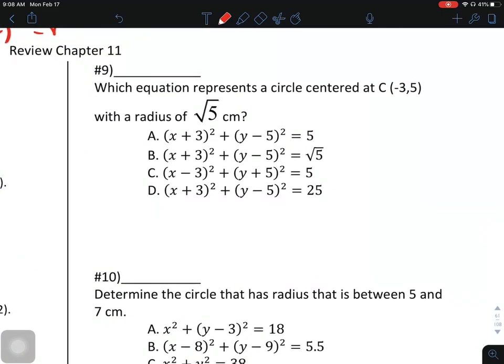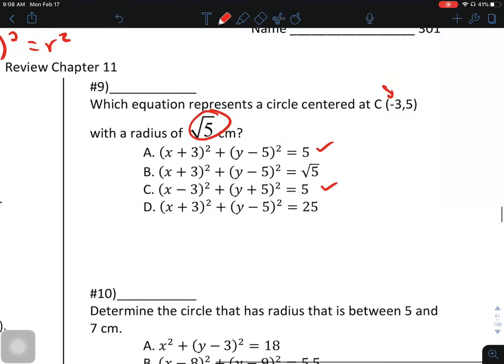Number 9, which represents the circle with center negative 3, 5. And I always start with the radius because it just seems like it's quicker. If the radius is square root of 5 and you square that to get the constant, that's going to be just positive 5. So it could be either of these two. This is x minus a negative 3, which is going to be the same as x plus 3. And this is y minus 5 squared. And that fits with A.